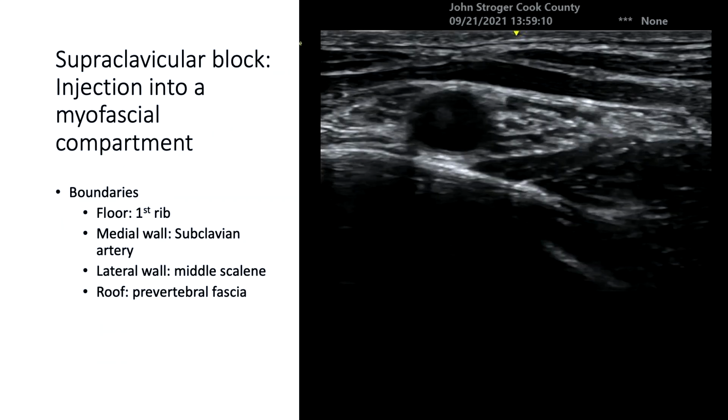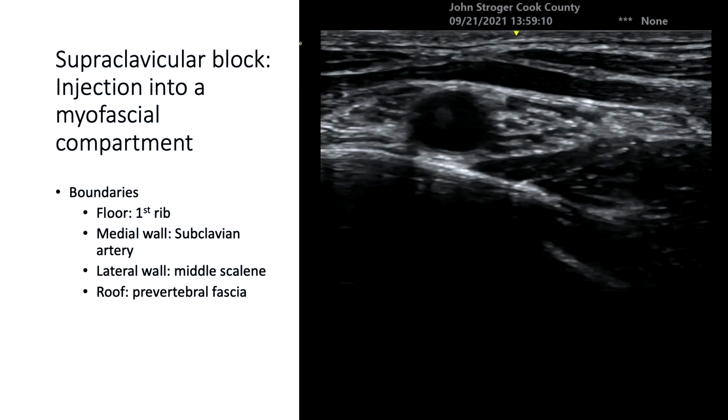So the floor of this compartment will be the first rib. Now, the medial wall of the compartment, instead of being the anterior scalene, since hopefully you're not planning to enter the subclavian artery, is the subclavian artery. The subclavian artery becomes one of the most important landmarks because it's so easy to see. The lateral wall is the insertion of the middle scalene, and the ceiling is the prevertebral fascia.